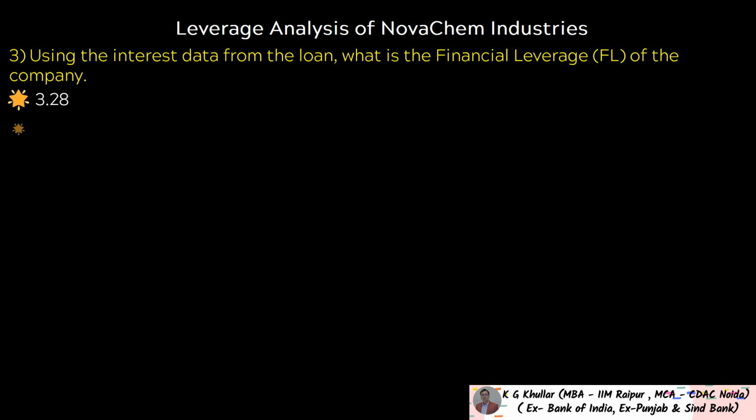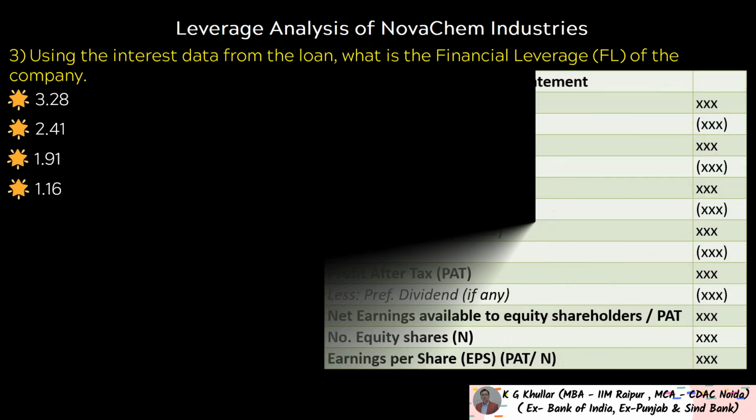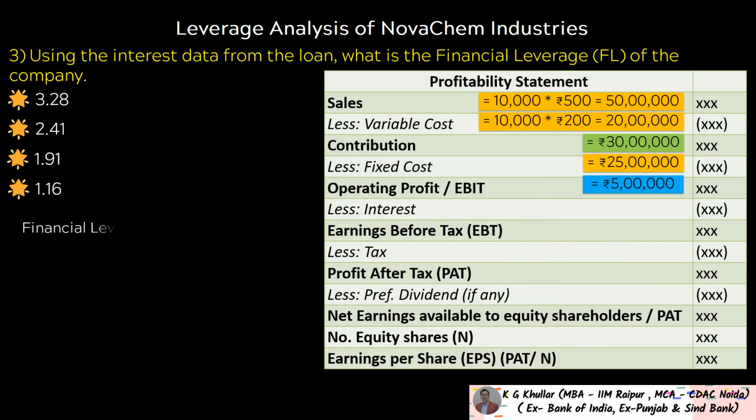Then the third question is, using the interest data from the loan, what is the financial leverage of the company? And these options are given to you. Now friends, financial leverage is calculated as EBIT divided by EBT. And we have already calculated EBIT in the first question of the case study. So now just look at this table again. You will find EBT by simply deducting interest from EBIT.